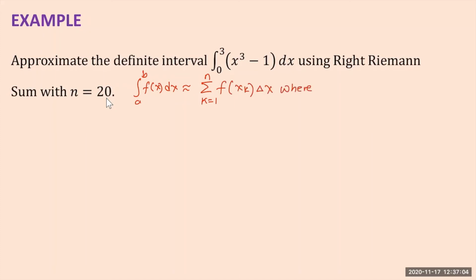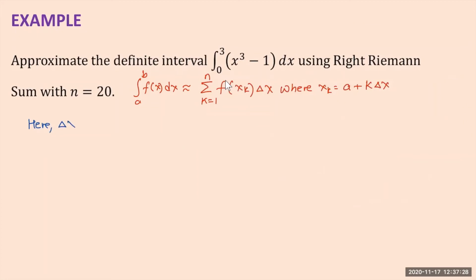Since we are using the right Riemann sum, your xk will be a plus k times delta x. So we are going to find all these values: delta x, xk, then f of xk. Then we'll be ready to use this formula to approximate the value of that definite integral. So let's begin with delta x.